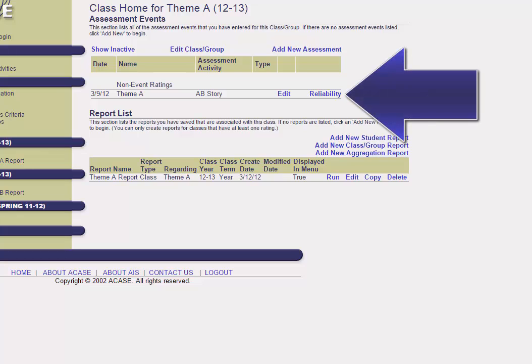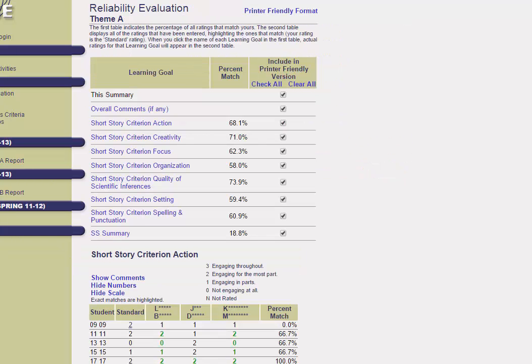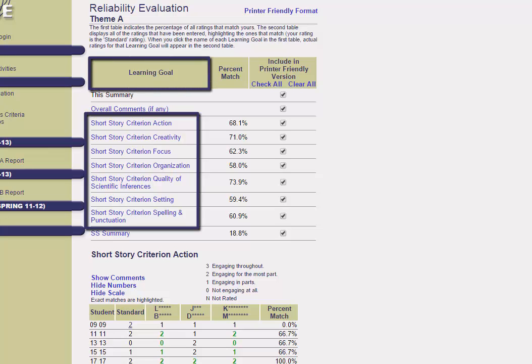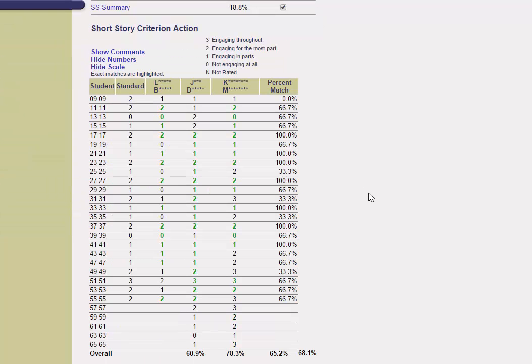Let's look at a report that displays how well the different raters agreed. The AIS was used to rate the stories against each of these criteria. The criteria were treated as if they were learning goals, and the stories as if they were students. When we click on one of the criteria, it shows the details of the ratings below. Here are the levels of attainment for this particular criterion.